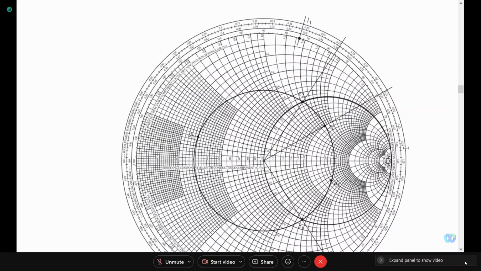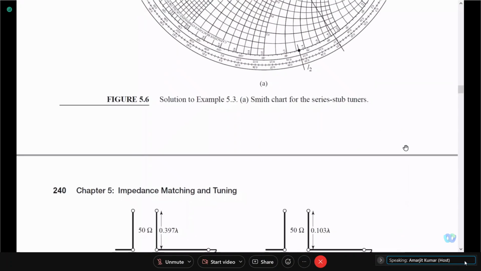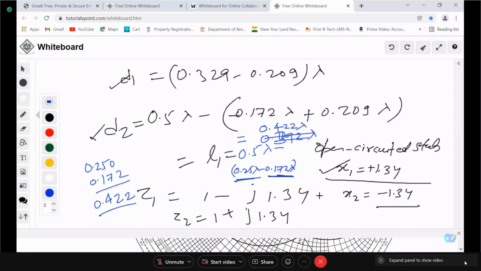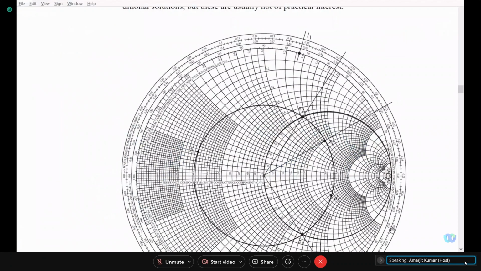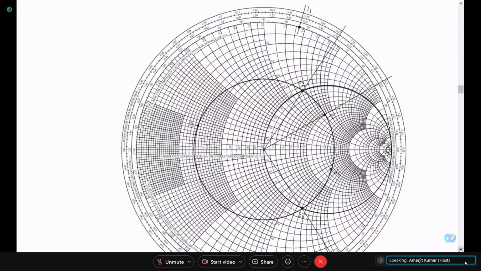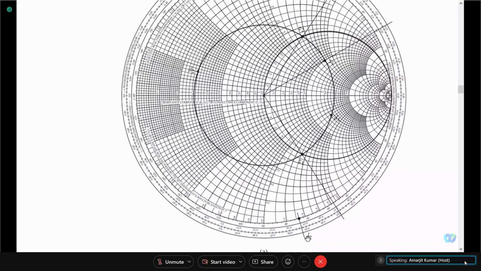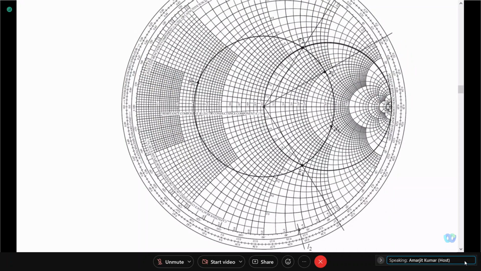We calculated L1. For L1, we needed plus 1.3, and for L2, minus 1.3. If we do for L2, minus 1.34. So here minus 1.34 is written; it is also written L2, and here L1 is indicated. Now, this much, how can we do? This is 1.34. So this distance we have to calculate.